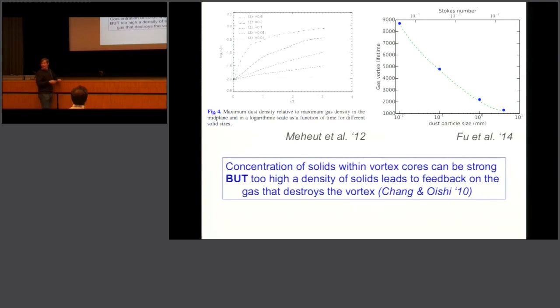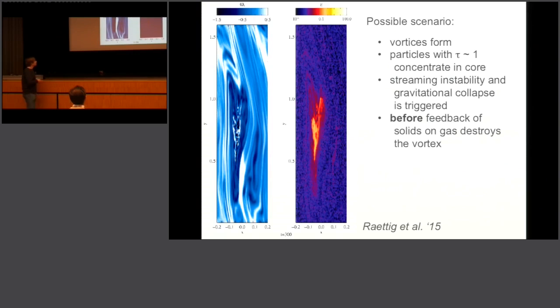Okay? So here we have a sort of complicated story. The vortex could be important at concentrating particles, but if we concentrate too many particles, actually it will break up the vortex entirely. Okay? So what does that suggest then? Well, that suggests that if vortices are important for some early stage of planet formation, perhaps for planetesimal formation, the overall scenario involves several different steps.